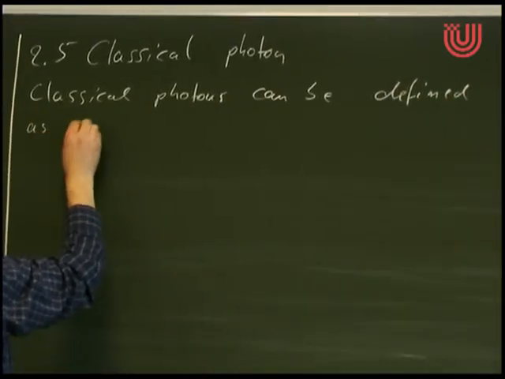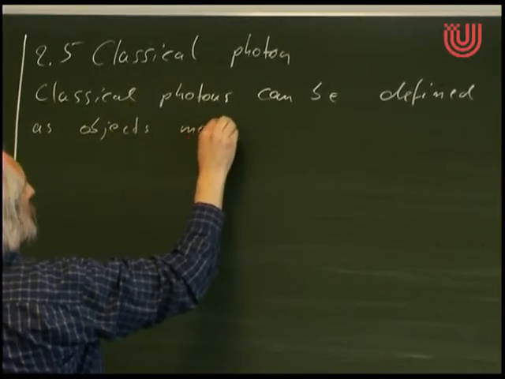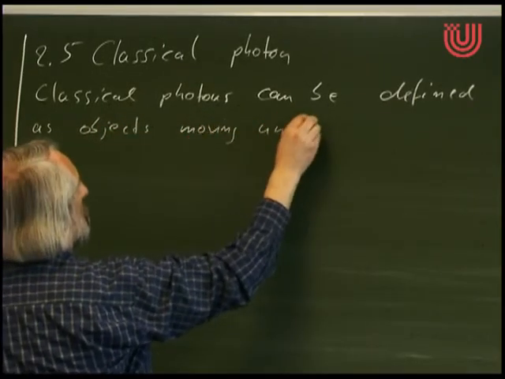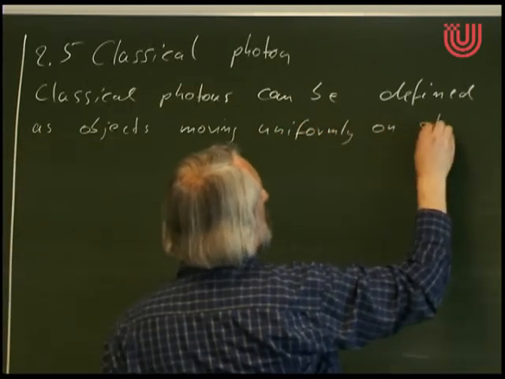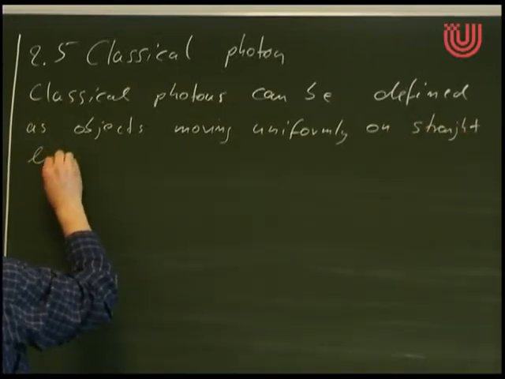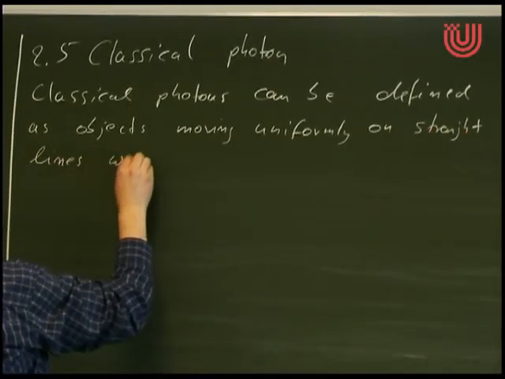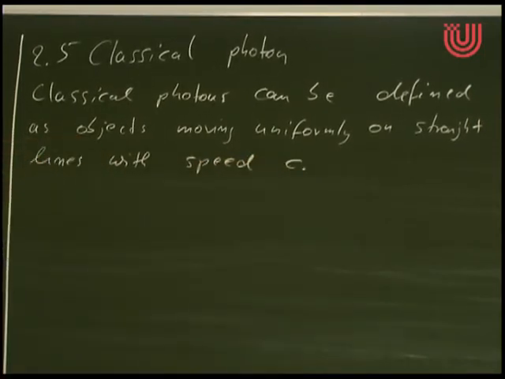as objects moving uniformly on straight lines with speed c. And this is a major difference to particles which move at a speed smaller than the speed of light.